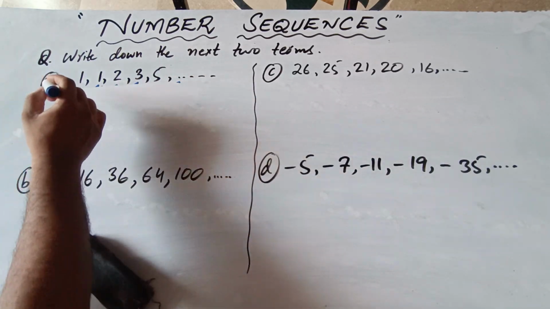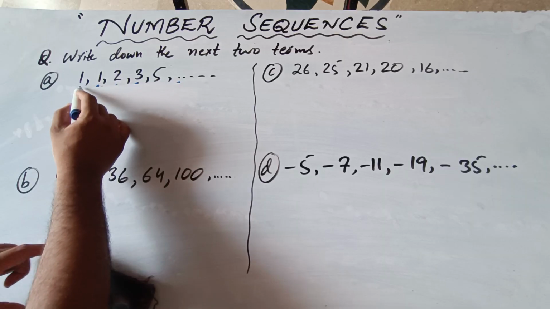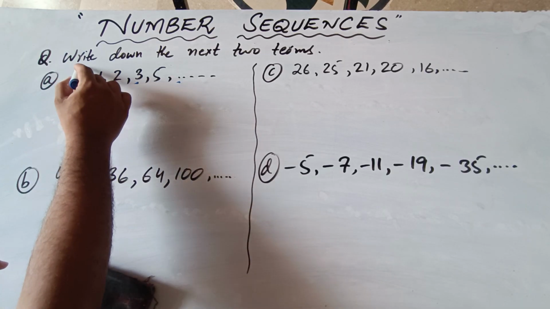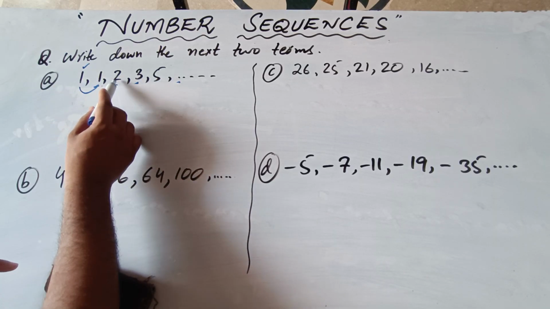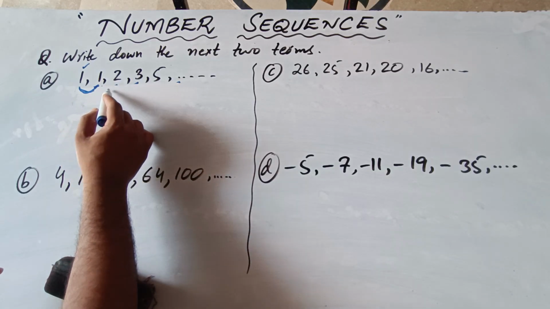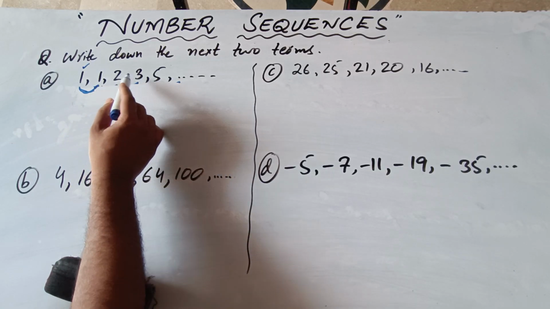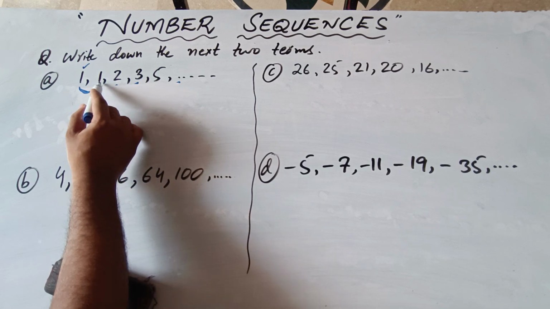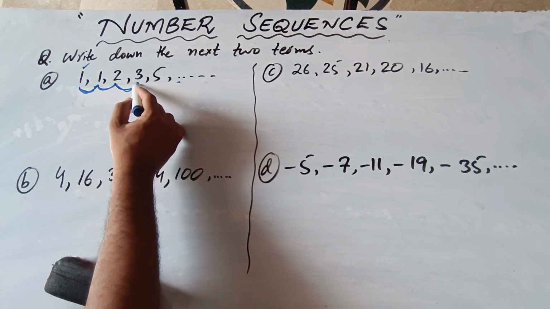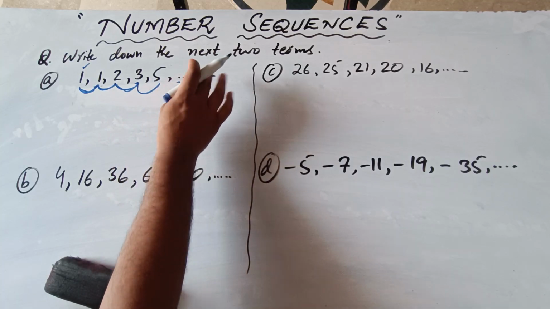So it means that 0 plus 1 is 1. Now 1 plus 1, 0 plus 1 is 1. We are getting this number. Now 1 plus 1 is 2. So if we add these two numbers, we are getting this number. Now 2 plus 1 is 3. We are getting this number after adding both of them. Now 3 plus 2 is 5. Now 5 plus 3 would be 8.